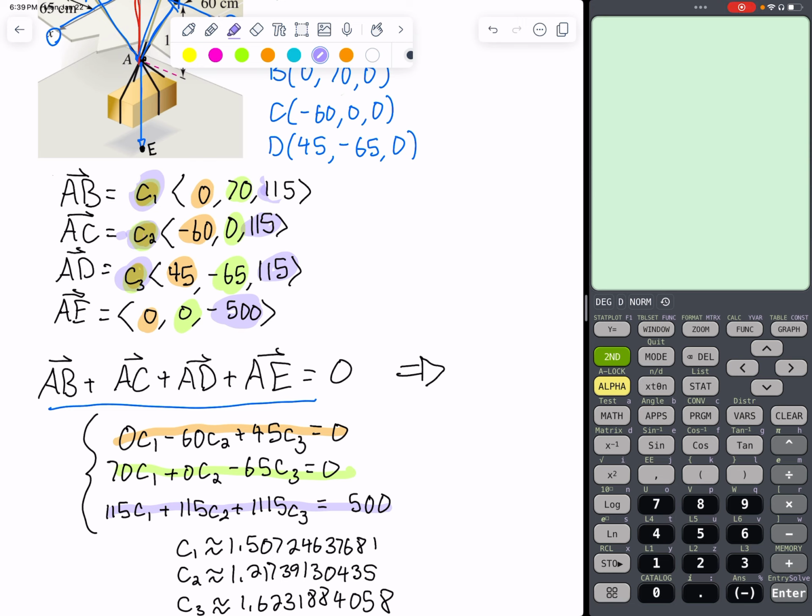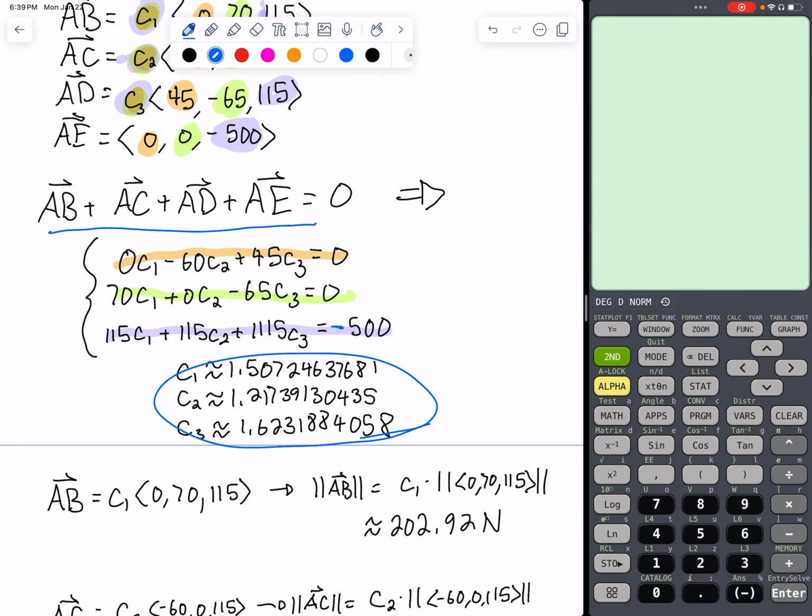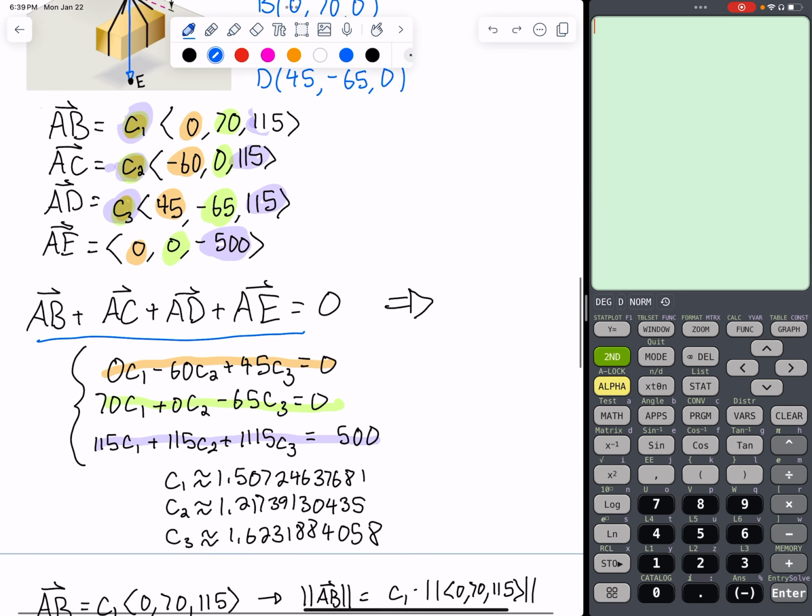When I first worked this out again to refresh myself how to do it, I actually put a negative right here, and what ended up happening is these answers came out as the opposite. So just keep that in mind, and think about how the signs should work out.